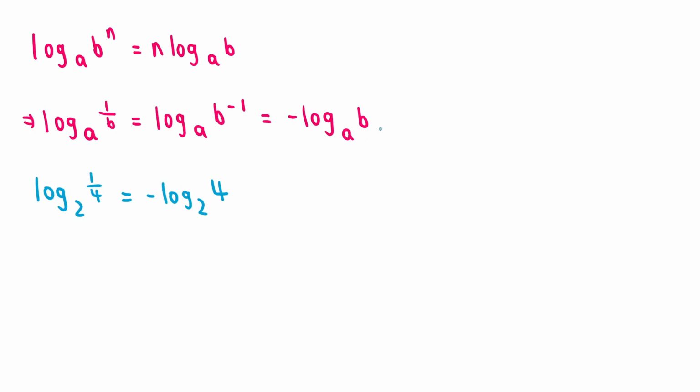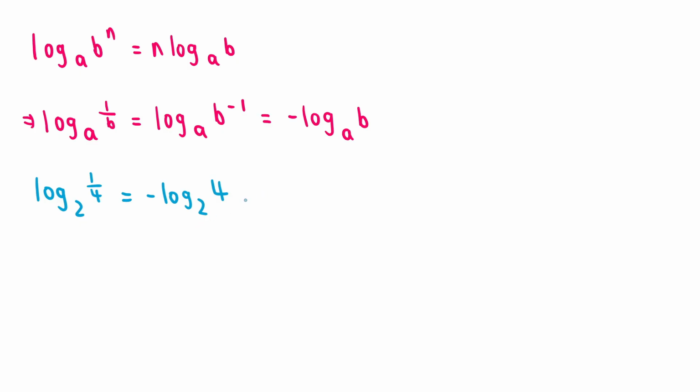So let's do some examples showing how we could use the reciprocal rule of logarithms. Let's say we have log base 2 of 1 over 4. This is equivalent to negative log base 2 of 4, since in this case, 1 over b is 1 over 4, so when we add a negative sign at the front of the logarithm, the argument becomes 4 instead of 1 over 4. The argument is the top part of the logarithm, so in log base 2 of 4, the base is 2 and the argument is 4.